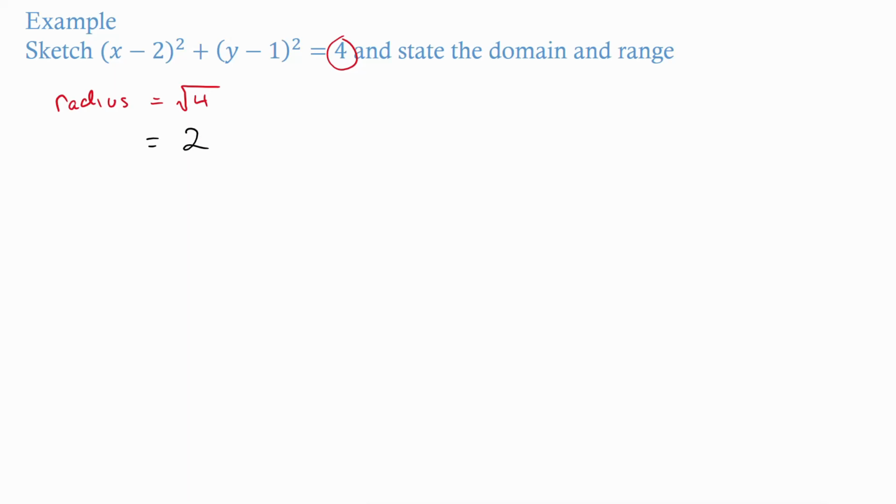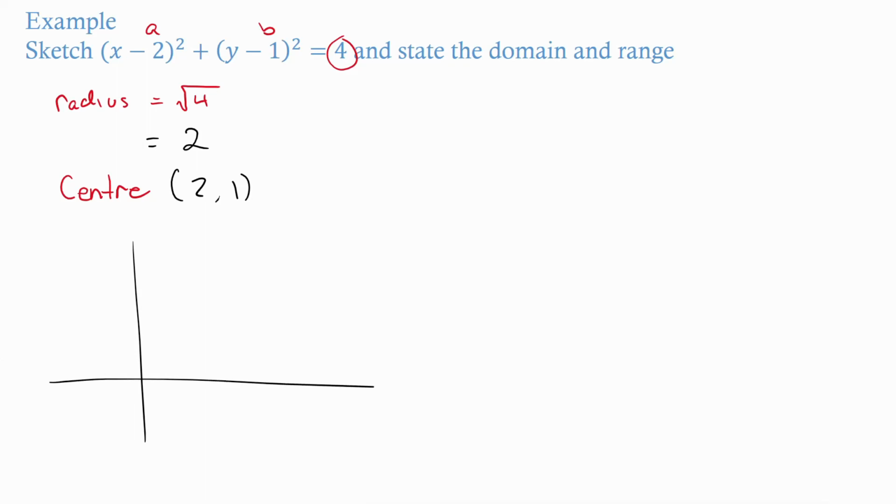So we know we have a radius of 2, and then I need to also find my center. My center for this one is going to be (2, 1), because remember, this is your a and this is your b. They're both negative in the formula, so our center's in a positive area. If I quickly sketch this up, we have 2 over here, 1 here. So I know the center of the circle is here.